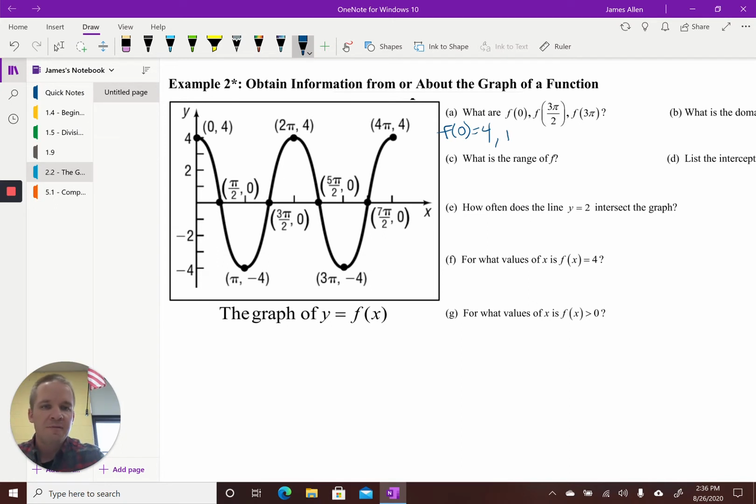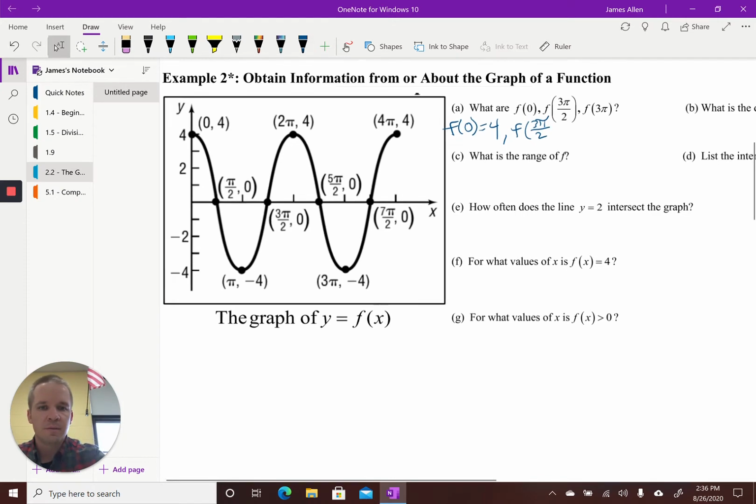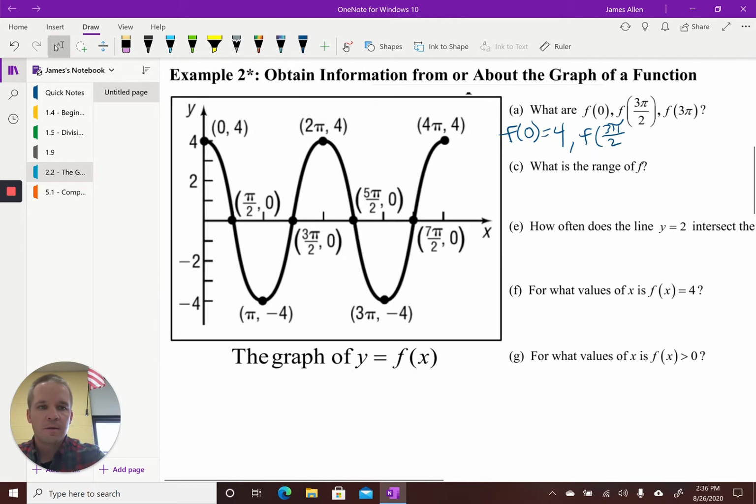Okay. What's f of 3 pi over 2? I can even zoom in a little bit here. F of 3 pi over 2. Well, if I go to 3 pi over 2 for my x, my y value is 0. And lastly, when we're dealing with 3 pi, well, if I plug in 3 pi, I end up getting -4.